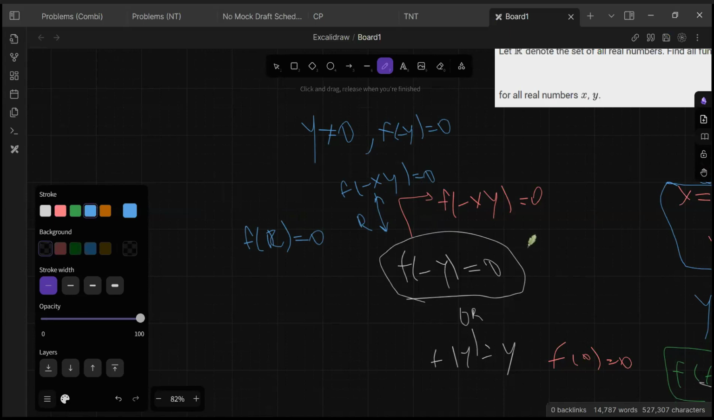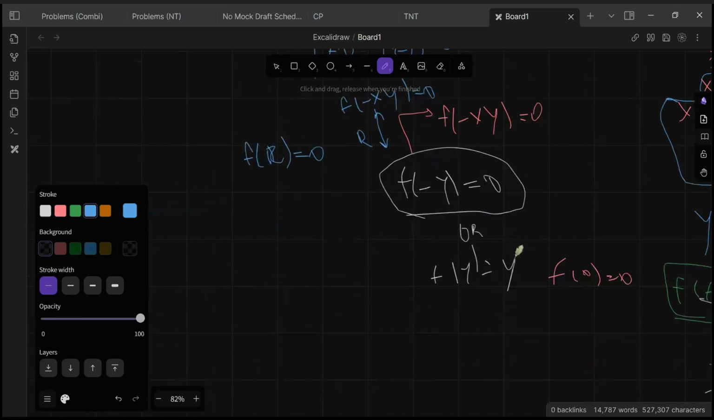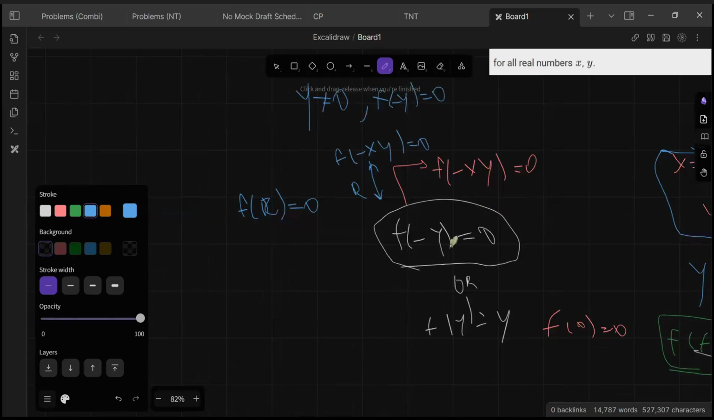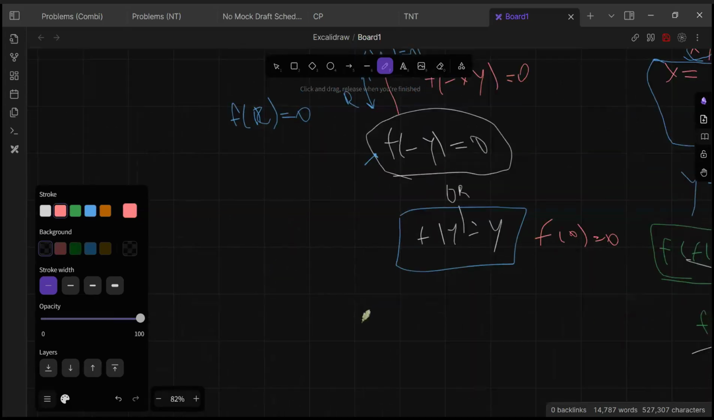So if there is some value y not equal to 0 such that f of minus y is 0, then f of x is equal to 0 for all reals. But if there is not such a value, then this must be true. So I hope it is clear now that the conclusion is either f of x is equal to x for all x, or f of x is equal to 0 for all x.